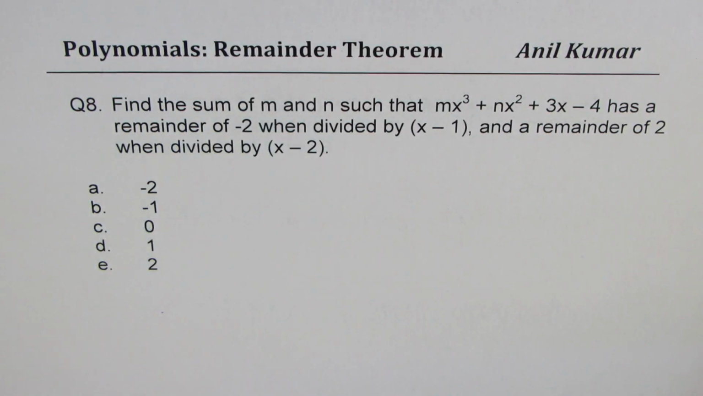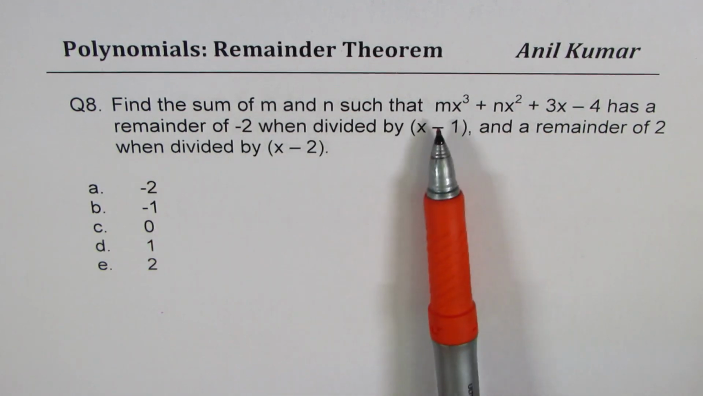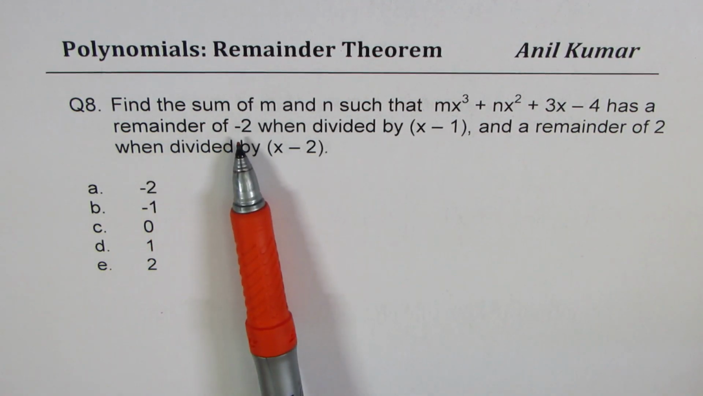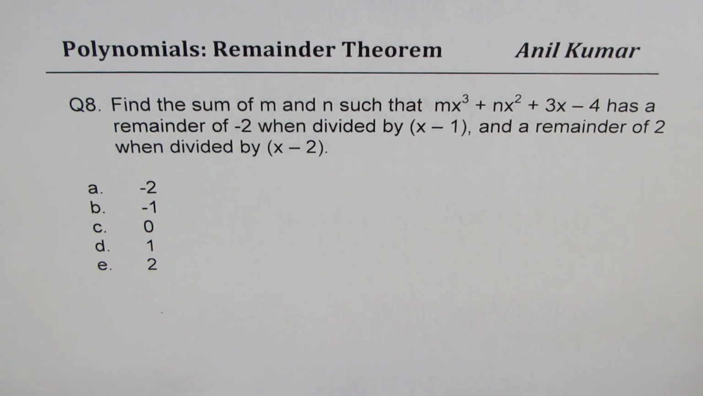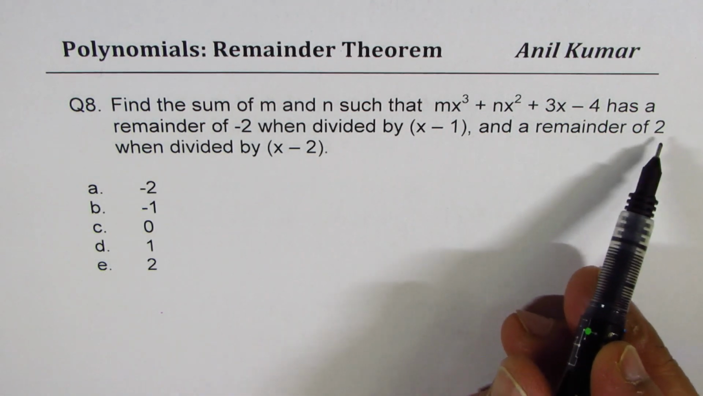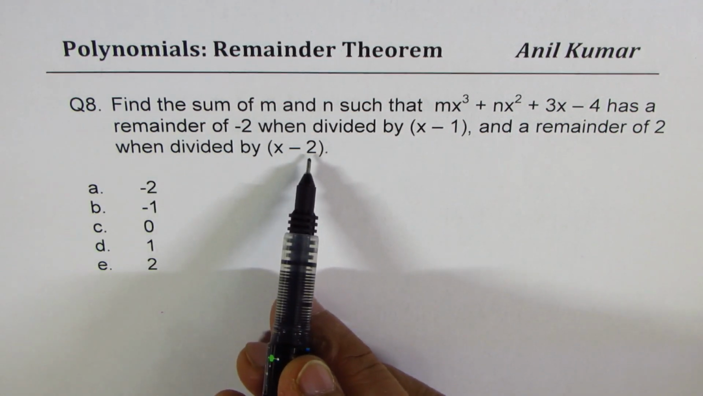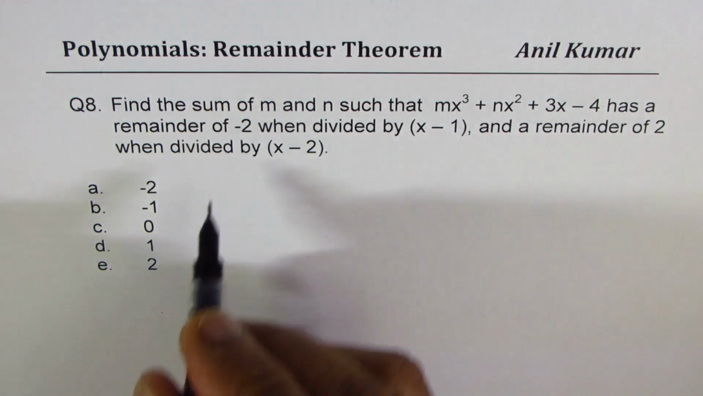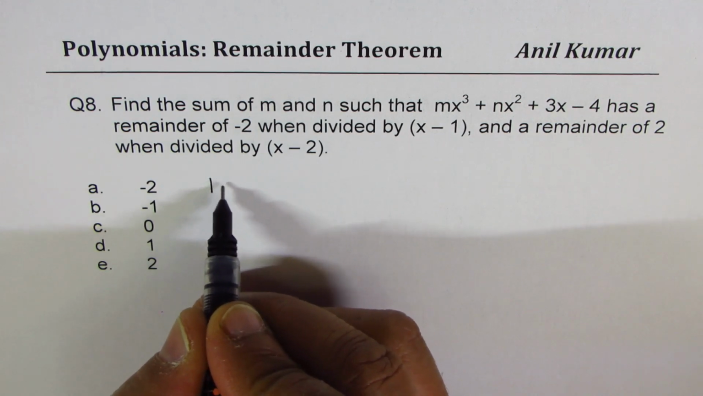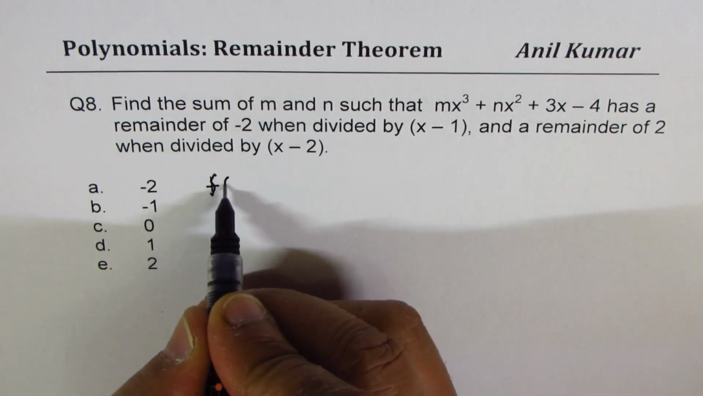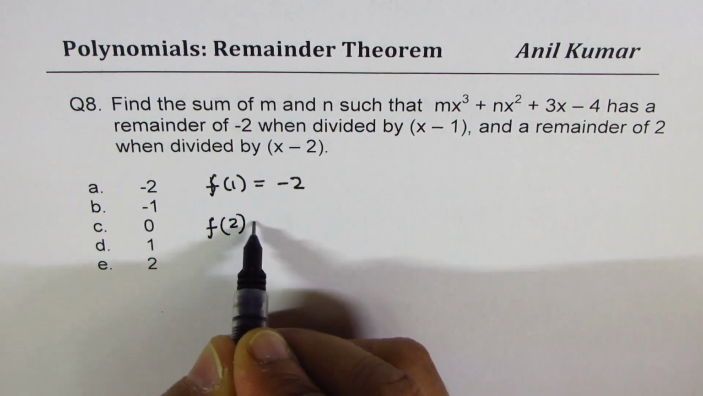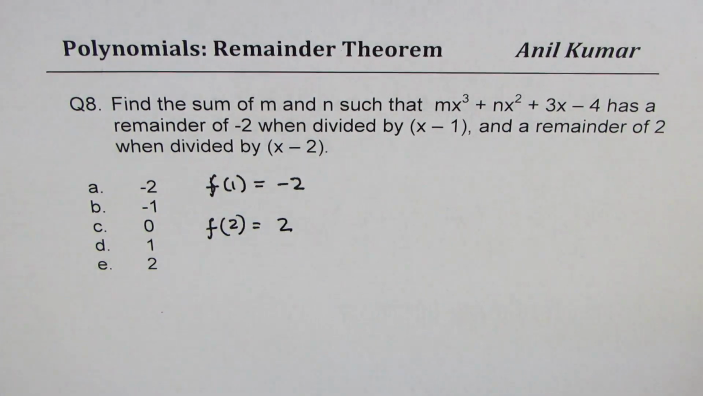Question number 8. Find the sum of m and n such that mx cubed plus nx squared plus 3x minus 4 has a remainder of minus 2 when divided by x minus 1 and remainder of 2 when divided by x minus 2. So basically we are saying that when you divide by x minus 1, basically it is the polynomial function f of 1 is minus 2 and f of 2 is 2, right? That's what is given to us.